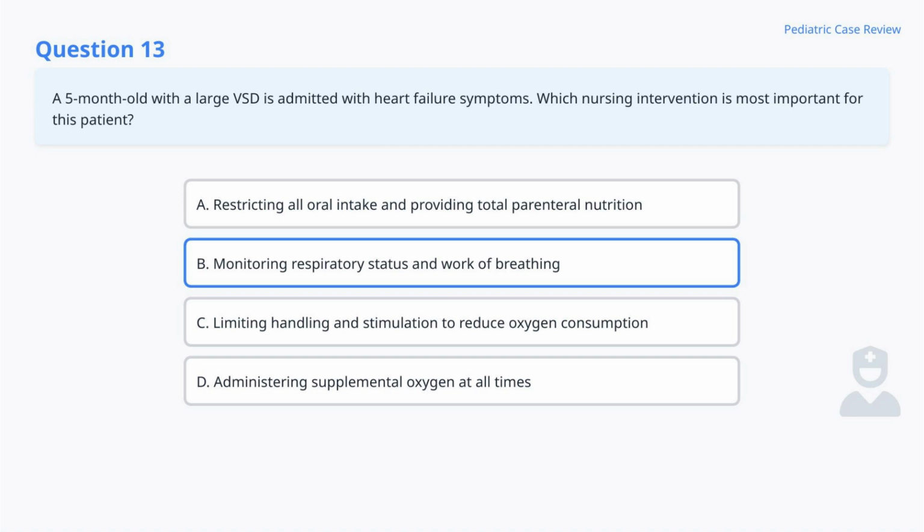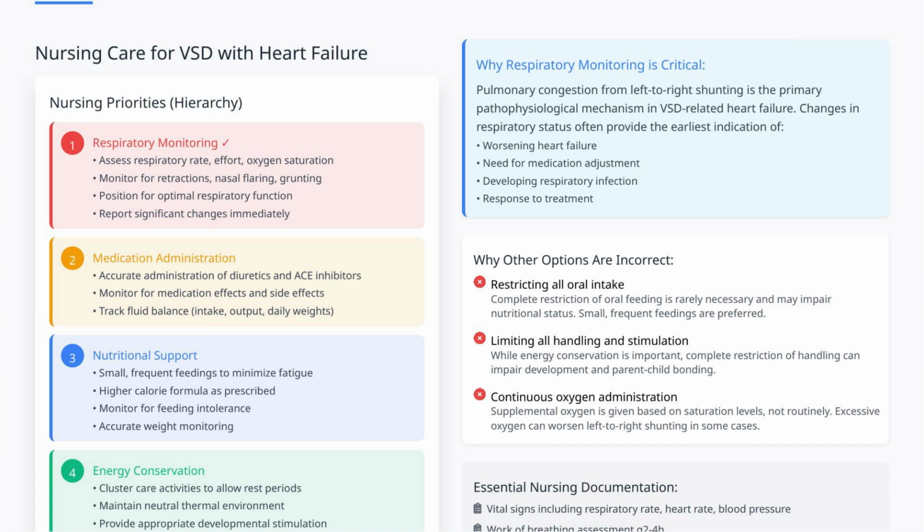Your options are A. Restricting all oral intake and providing total parenteral nutrition. B. Monitoring respiratory status and work of breathing. C. Limiting handling and stimulation to reduce oxygen consumption. Or D. Administering supplemental oxygen at all times. Consider which nursing intervention addresses the most critical physiologic concerns in an infant with heart failure due to a large VSD. The correct answer is B. Monitoring respiratory status and work of breathing.